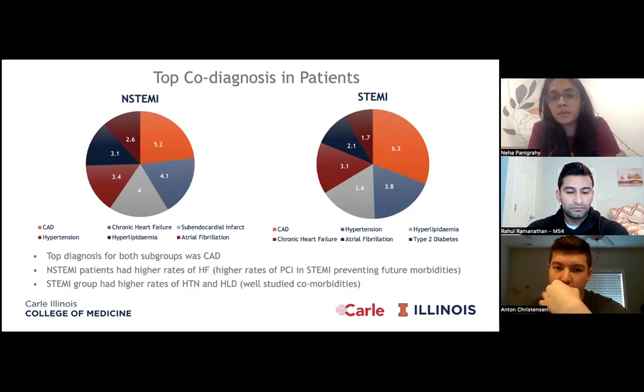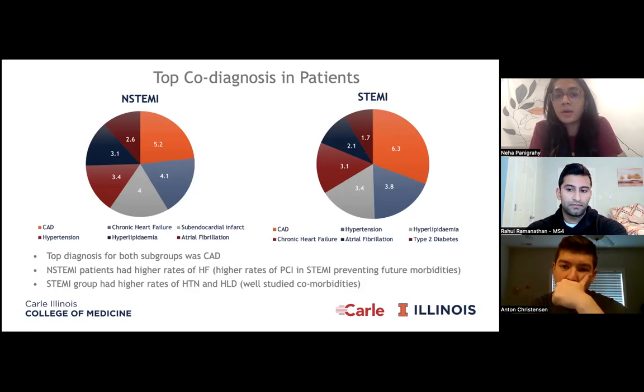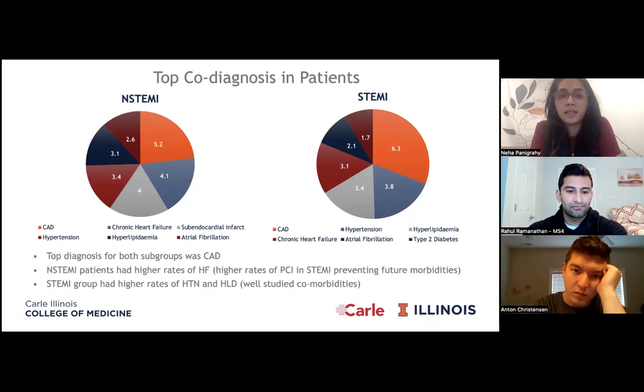However, in NSTEMI patients, the patients had a higher rate of heart failure. One possible reason for this is that the higher rates of percutaneous coronary intervention in STEMI patients could possibly prevent future comorbidities like heart failure. However, in the STEMI subgroup, the patients had a higher rate of hypertension and hyperlipidemia. These two risk factors are well studied in myocardial infarctions and have been cited to be the most common comorbidities in these patients.